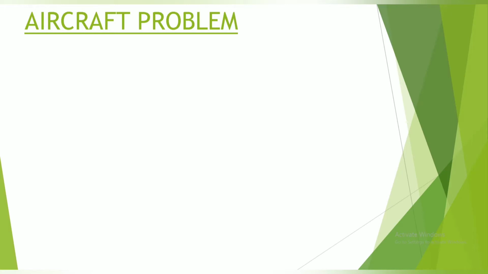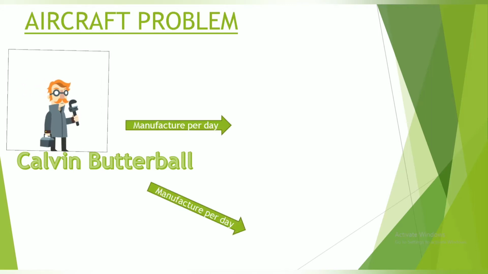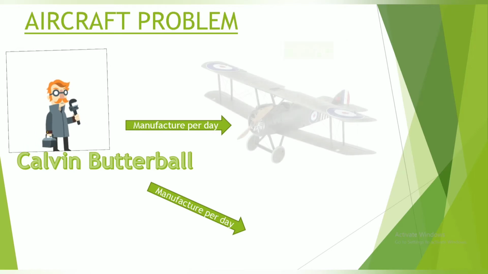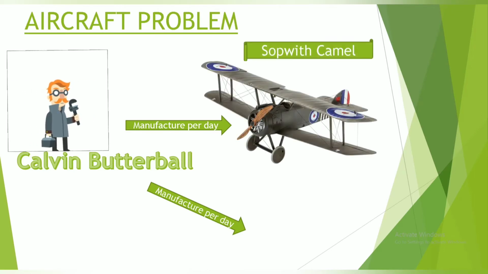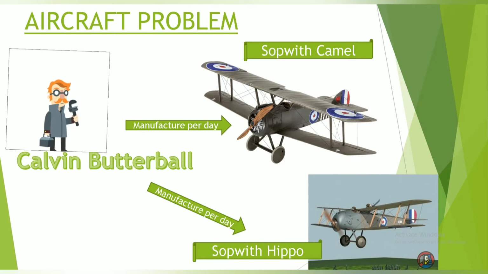So let's meet Mr. Calvin Butterball. He is the chief mathematician for Fly-by-Night Aircraft Corp, and he is responsible for the mathematical analysis of the manufacturing of the company's two models of plane. The first one is the Sopwith Camel, and the second one is the Sopwith Hippo. He is responsible for planning how many camels and how many hippos should be manufactured per day.